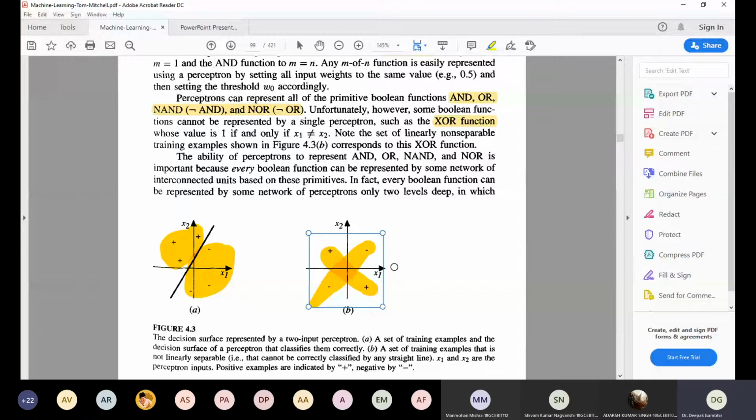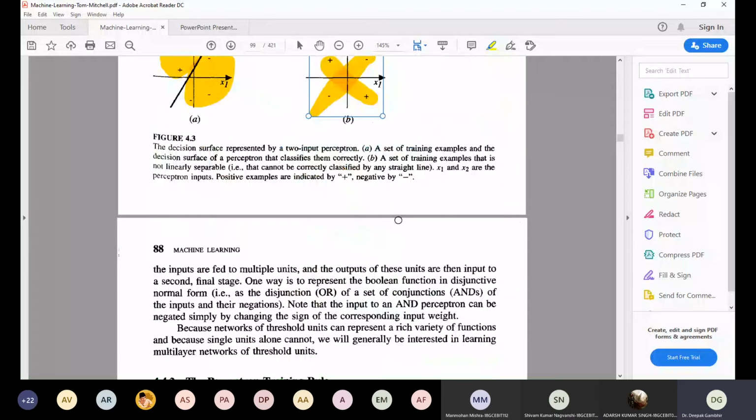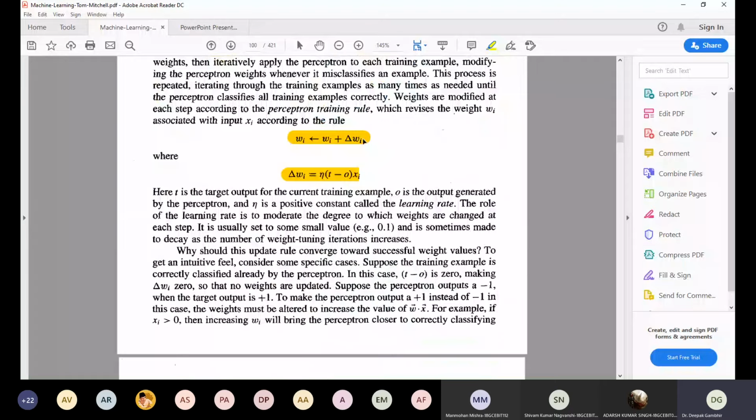separable. Also, in perceptron learning, we studied that the new weights are given as the previous weights plus the change in weight. This is in every case, and that change in weight is computed as the learning rate times target minus output, that is the output given by the perceptron rule, times the particular input xi.